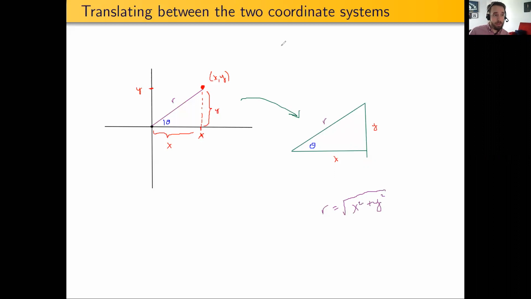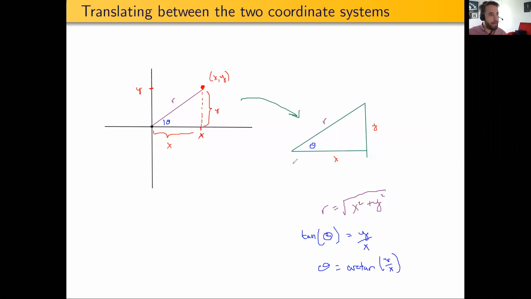The theta value is a little less straightforward. If we think about it, we can use our trig rules to calculate this, right? We know what x and y are, and we know that the tangent of theta, that's SOHCAHTOA, the tangent of theta is equal to opposite over adjacent. And so we actually have this formula, that tangent of theta equals y over x. And so therefore, we get that theta will equal the arctangent or the inverse tangent of y over x. Okay, and that gives us a way to calculate theta.